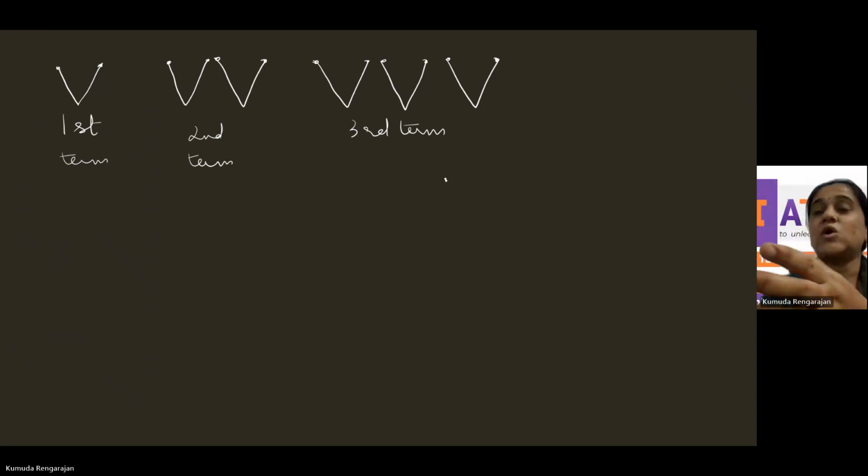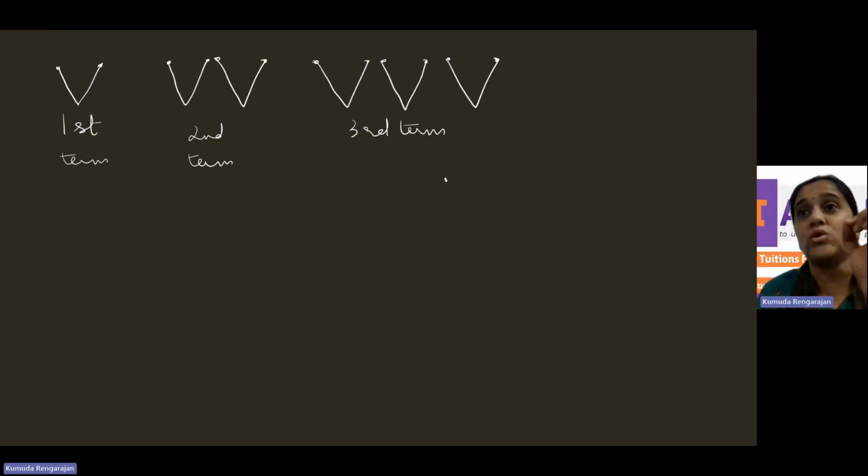100 sticks. Now, we need to make a generalized rule. So what is the rule? You know that the 50th term will have 50 V's. The first term has one V, the second term has two V's, the third term has three V's. So the 50th term will have 50 V's. Now for one V you need two sticks. So for 50 V's you will need 50 into 2, which is 100 sticks. So what is the general rule?